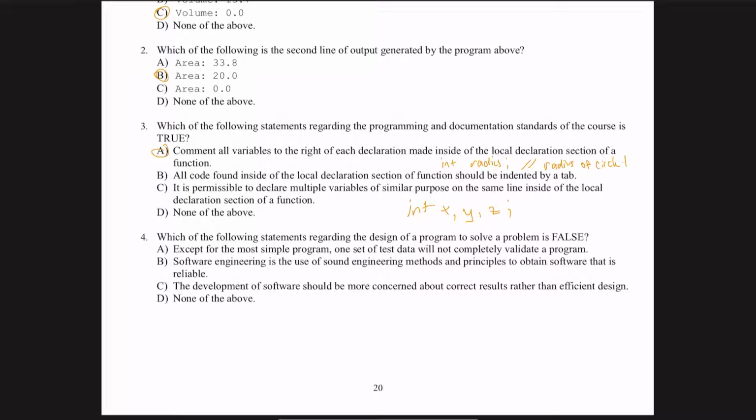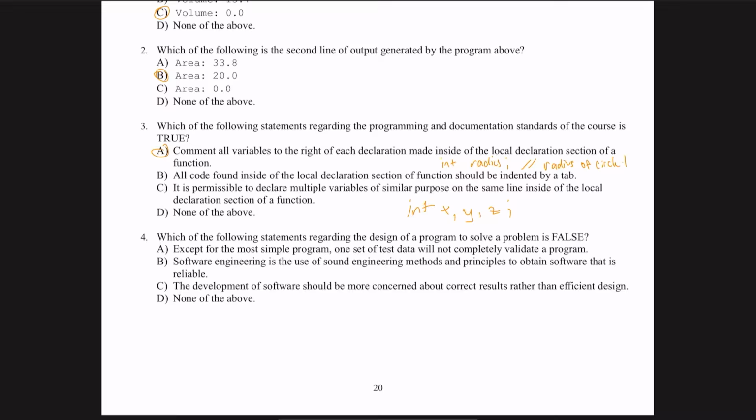B. Software engineering is the use of sound engineering methods and principles to obtain software that is reliable. This one is also true. Right, we want software that doesn't sometimes work, but it always works, that we can trust to give us good answers, so that we don't have to manually go and verify, because that kind of defeats the purpose.